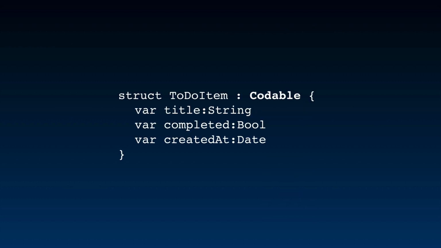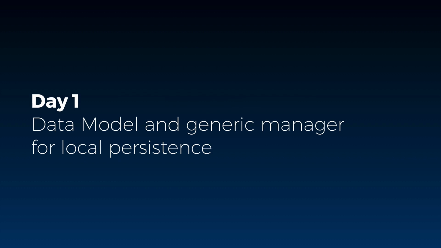And all of that is possible because we are going to adopt the Codable protocol, which is a type alias for Encodable and Decodable. And this allows us to use a JSON encoder and a JSON decoder. You're going to see that in action in a few moments.